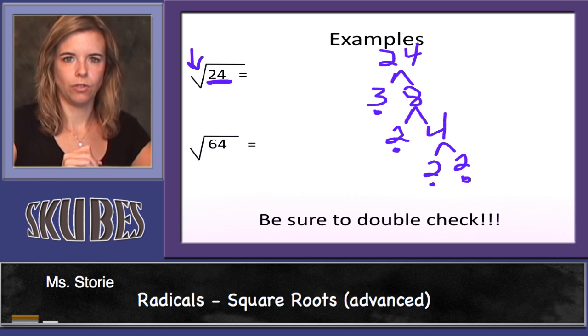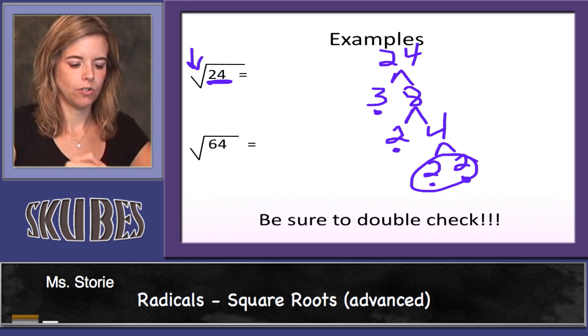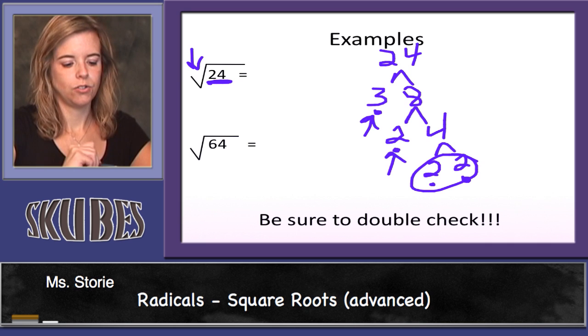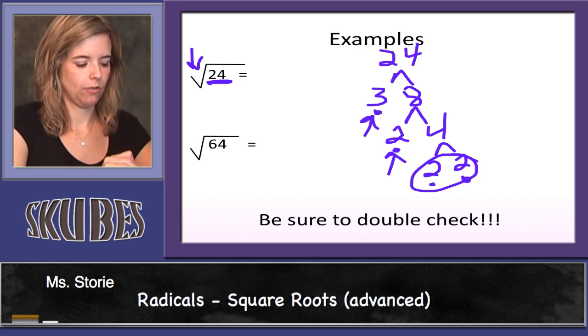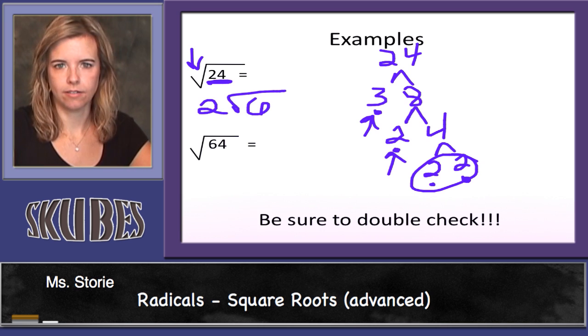Remember, your index is 2, we're looking for pairs. So I have a pair of 2's, and then 2 lonely guys with nobody. So the lonely guys go back into the radical sign, and the pairs come out. So you have 2 radical, and remember you multiply them together, 6.